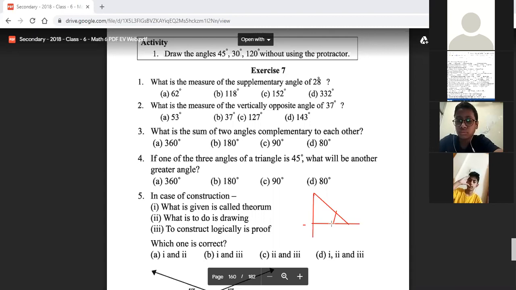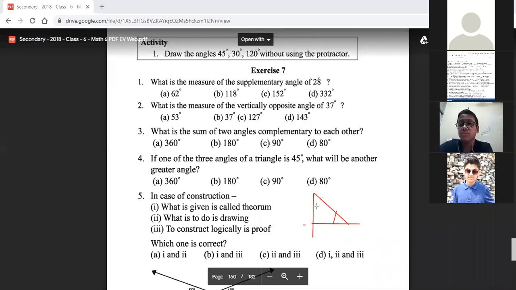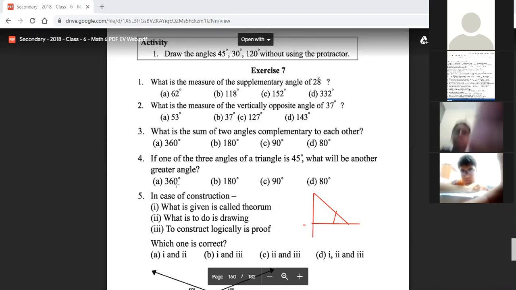If one angle is acute, then the sum of the other two angles must be less than 180, because the sum of three angles is 180. So another angle can never be 180 because one angle is 45. So part A can never be 360, wrong answer. Part B can never be 180, wrong answer.